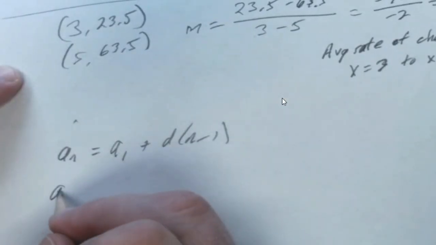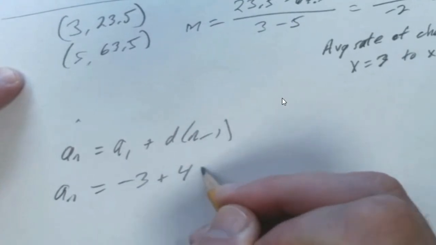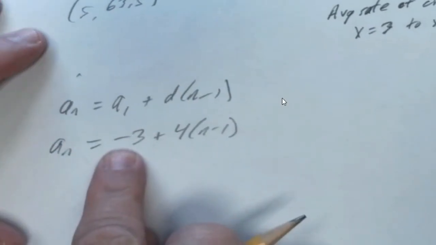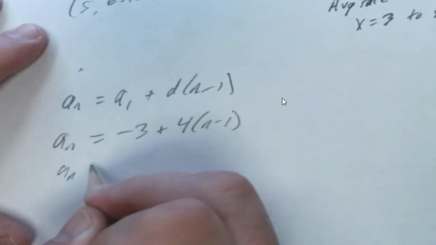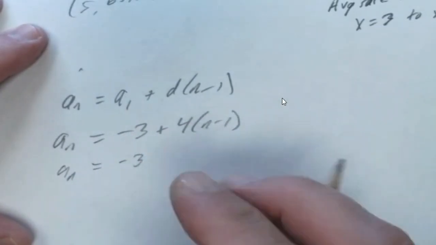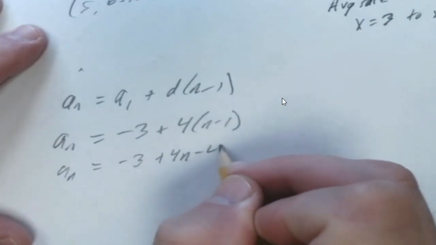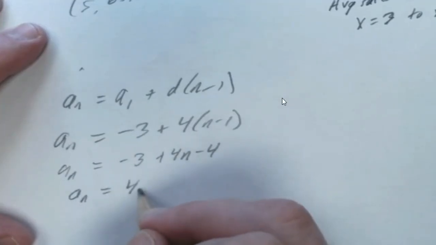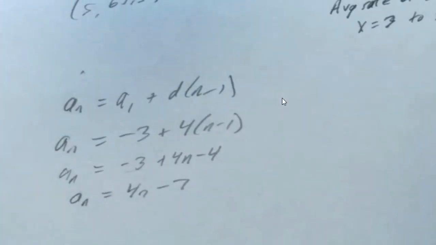Let's see. Negative 3 plus a d of 4. A1, first term, common difference. Simplify, negative 3. Get rid of the parentheses. 4n minus 4. So this one will graph as 4n minus 7 because you got negative 3 and negative 4. You put those together.